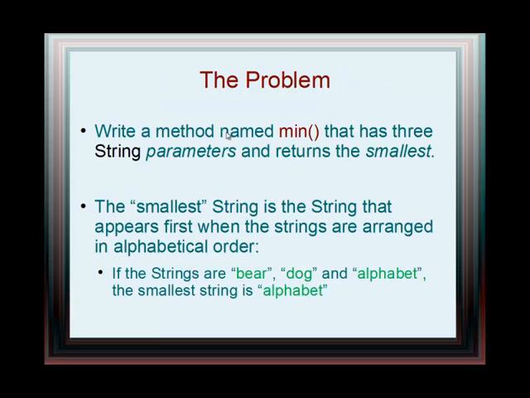Here's our problem. Write a method named min that has three string parameters and returns the smallest. The smallest string is the string that appears first when the strings are arranged in alphabetical order. So if the strings are bear, dog, and alphabet, the smallest string is alphabet because it starts with the A.